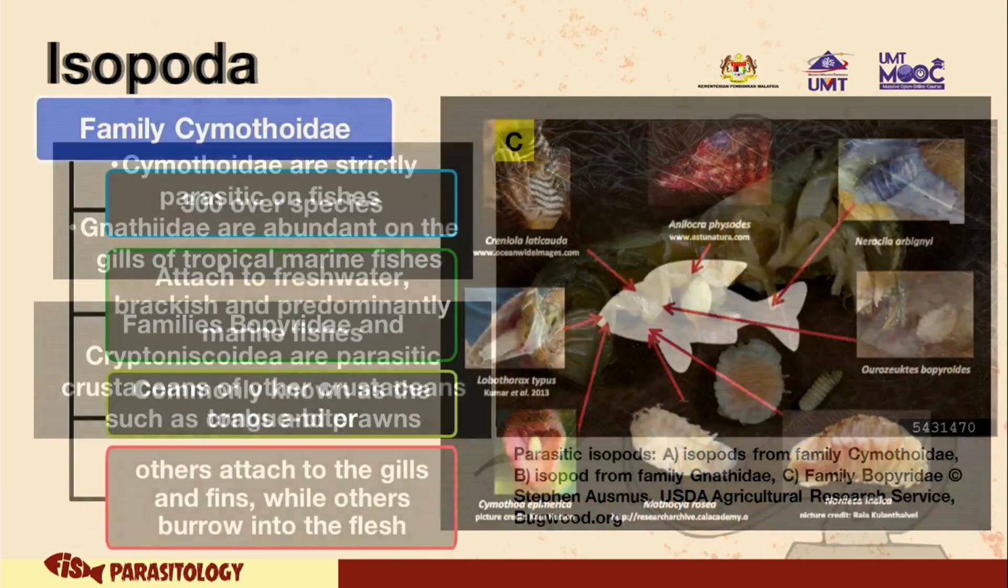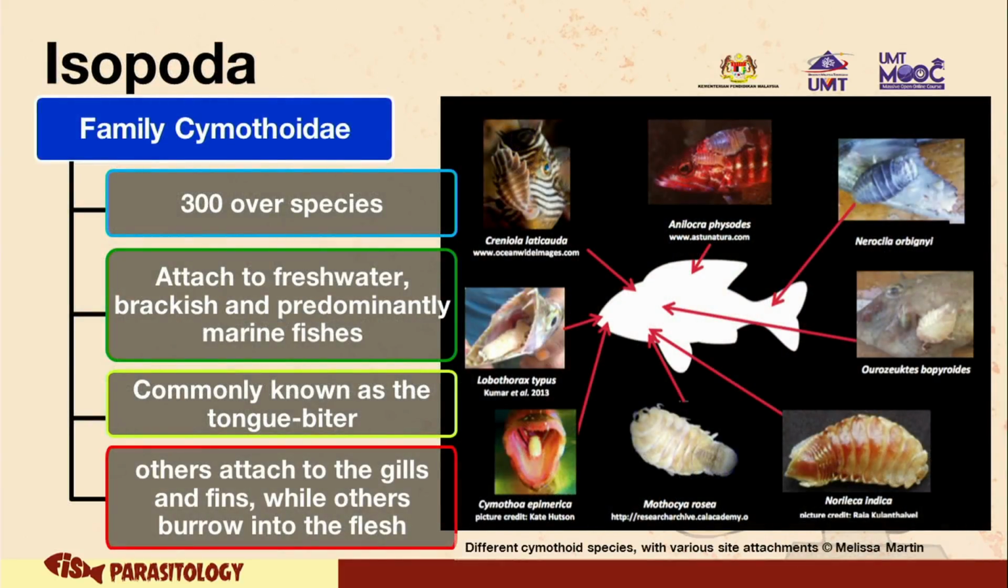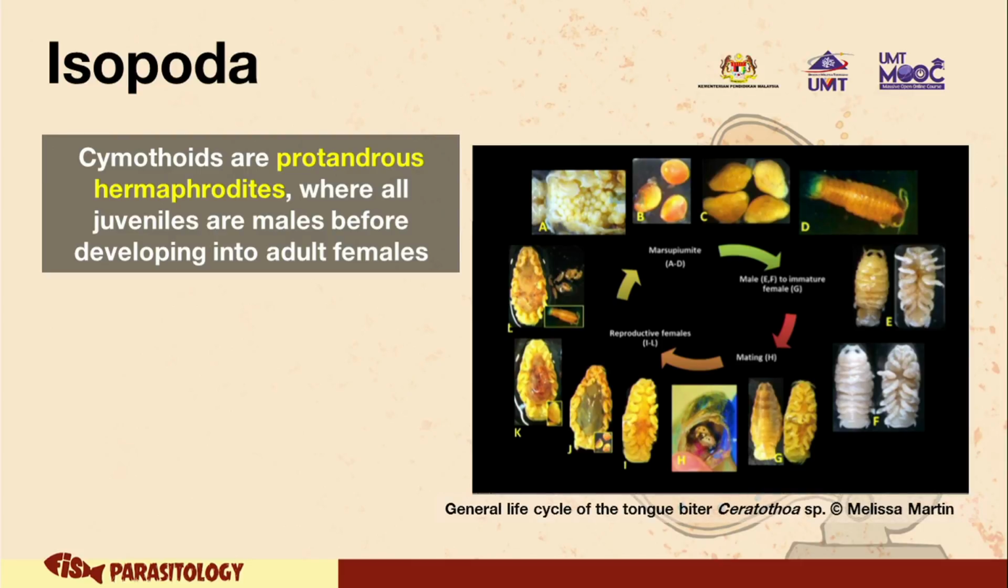The cymothoids consist of over 300 species in the family. They are attached to freshwater, brackish, and predominantly marine fishes. They are commonly known as the tongue biter, named in accordance with their attachment in the mouth of the host. There are others though that attach to the gills and fins, while others burrow into the flesh. Cymothoids are protandrous hermaphrodites, where all juveniles are males before developing into adult females.